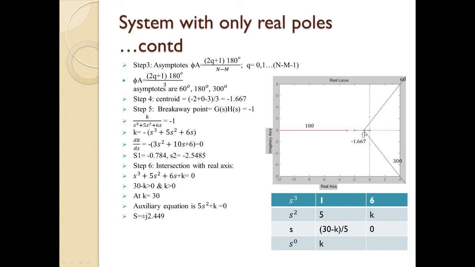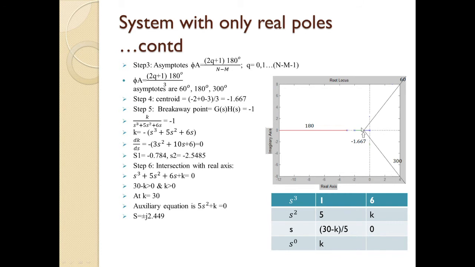So, at minus 1.667, we will draw the 60 degree line, that is asymptote 1, another is asymptote 2, that is 180 degrees, and another is 300 degrees. So, these 3 are the asymptotes that will be drawn from the centroid, that is minus 1.667.